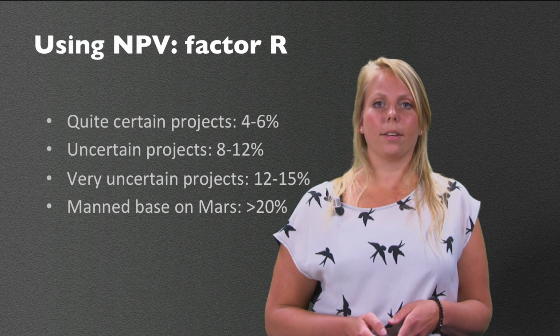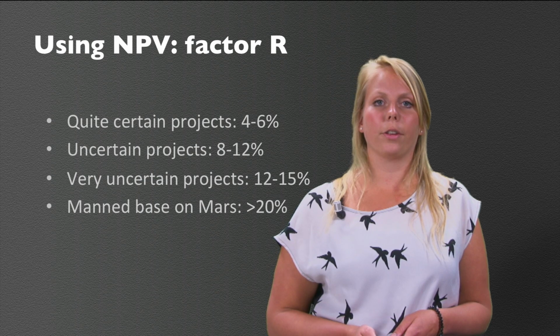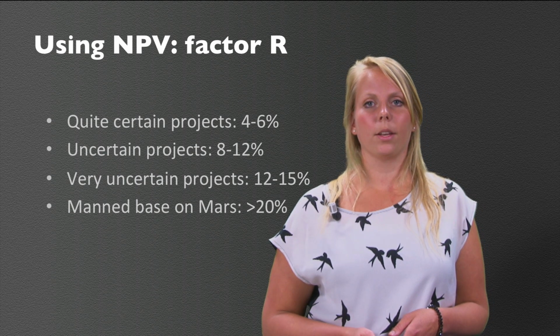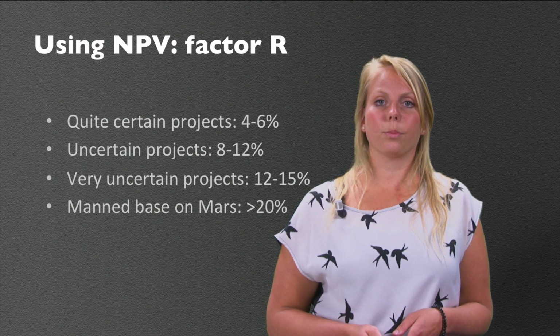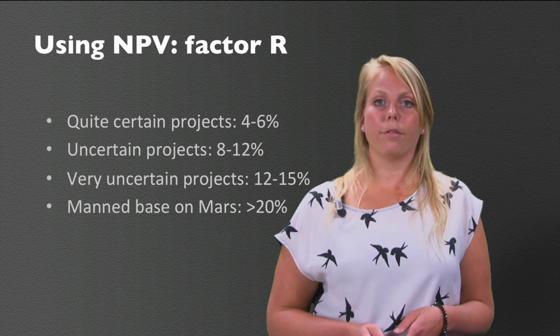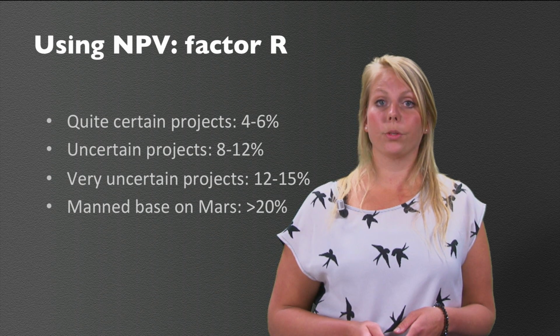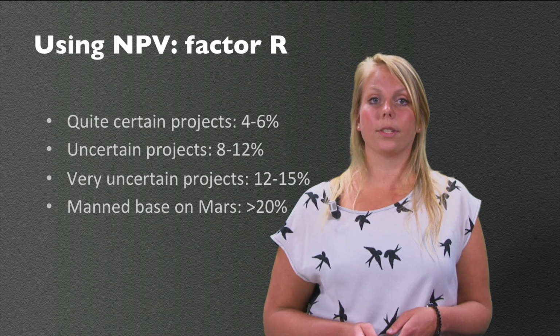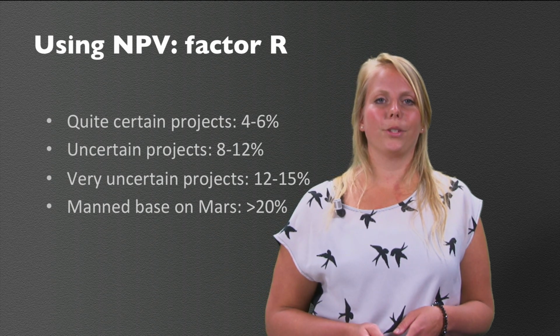As you probably do not yet have a good feeling for the order of magnitude of these R values, here is an indication. Projects that are quite certain roughly are between 4 and 6%. Uncertain projects between 8 and 12%, and very uncertain ones between 12 and 15%. If you want to have R values above 20%, then probably operating a manned base on Mars is a good project for you.